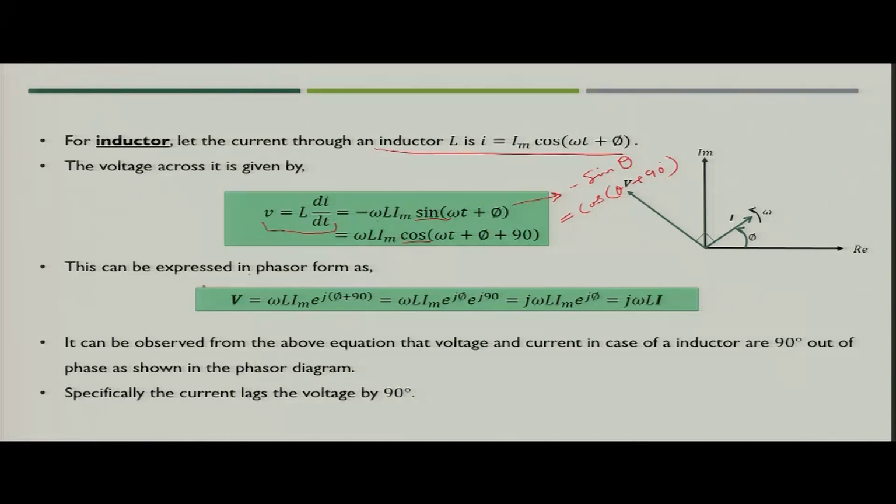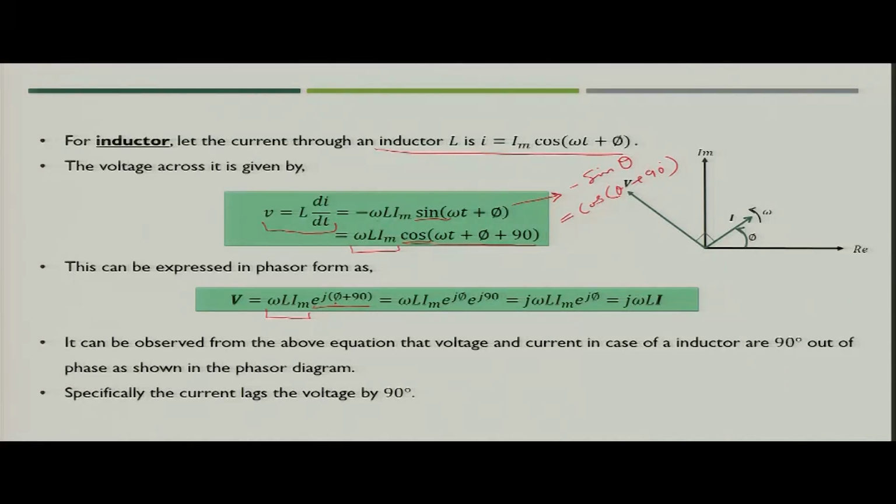Now how will you represent the voltage in phasor terms? This term is anyway constant, so you can write it as omega L I m. Then the cos term which you are seeing here, you can represent in the Euler form. How will you write? You will write e to the power j phi plus 90. So, this would be the phasor representation of the voltage which we just derived.